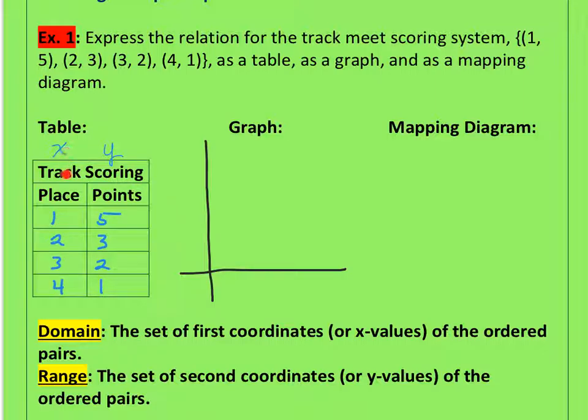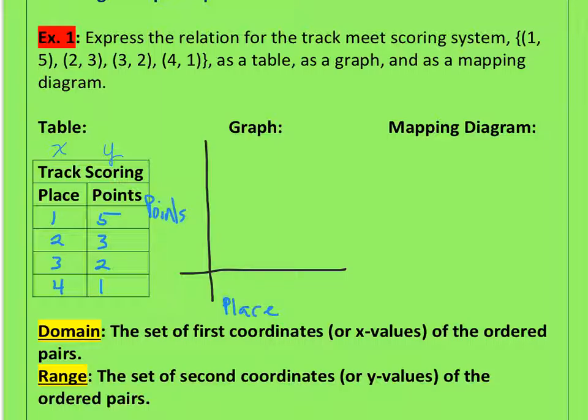They've already told you what the X value is, so it's quite clear that this is going to be place and the Y values are going to be points. The reason why the place is your X value is because it's independent. Nothing affects your place other than your performance, but what you place in will affect how many points you get. So the number of points is dependent upon the place. So I'm going to label this as place and this as points.